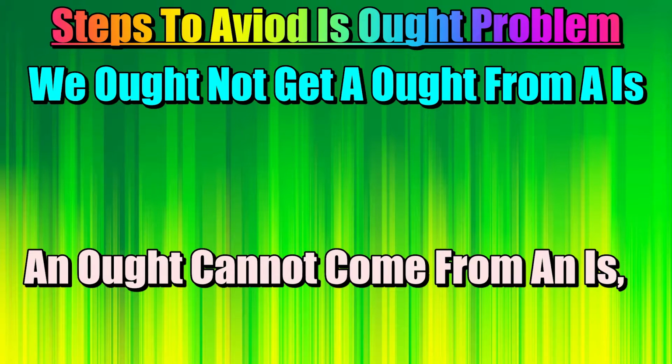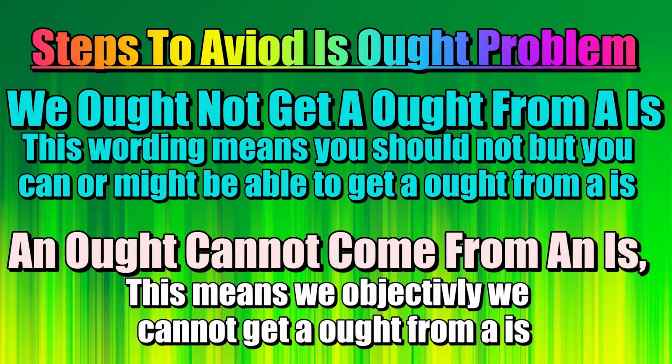There are a few different ways we can summarize the is-ought problem into a sentence. Generally speaking, when people summarize it into a sentence, they're summarizing it based off their current world knowledge. "We ought not get an ought from an is" is an improper way to say it. "An ought cannot come from an is" is a proper way to say it. "We ought not get an ought from an is" means you should not, but you can or might be able to get an ought from an is. "An ought cannot come from an is" means we cannot get an ought from an is. With the current world knowledge that we have now, most people who believe in David Hume's guillotine do not believe it is possible to get an ought from an is without falling into absurd logic.